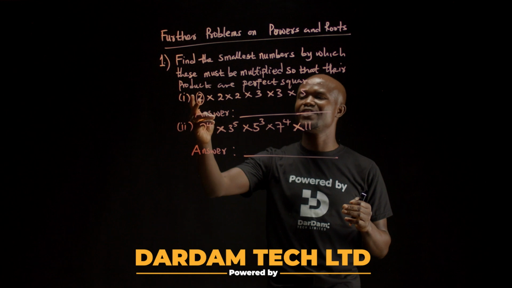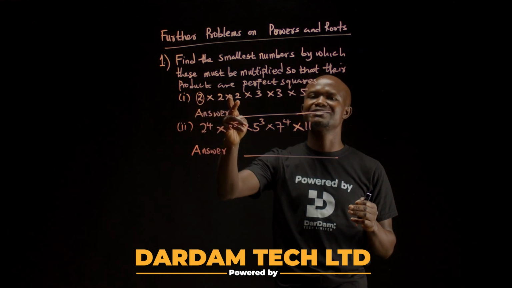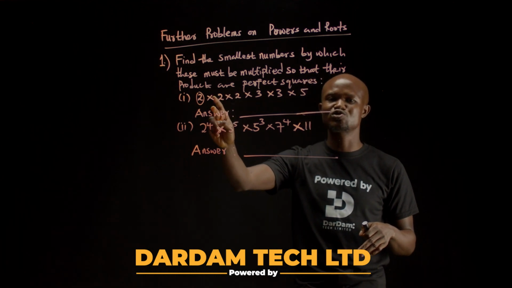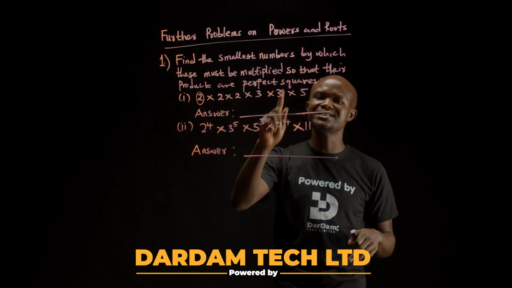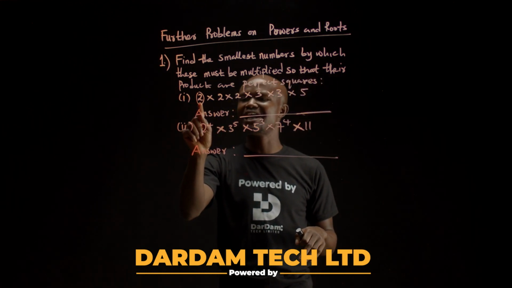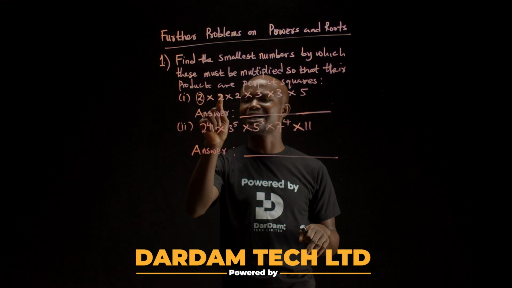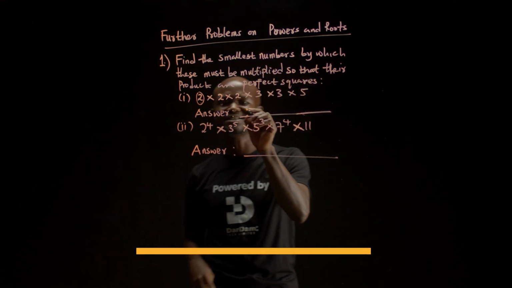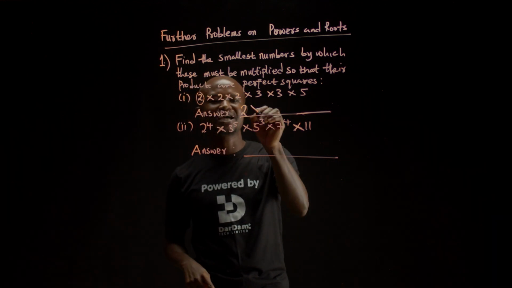Now here, I'm having how many? 1, 2, 3. This is odd. So for me to make the number of these 2's even, I need 1 more 2. If I add it, we have 2 times 2 times 2 times 2. That will make it 4. So I need 1, 2 times.